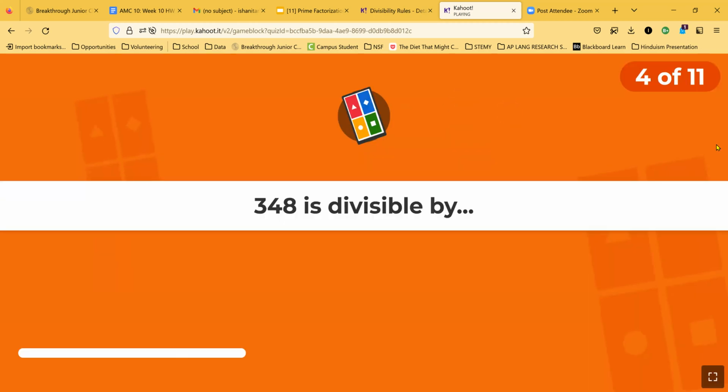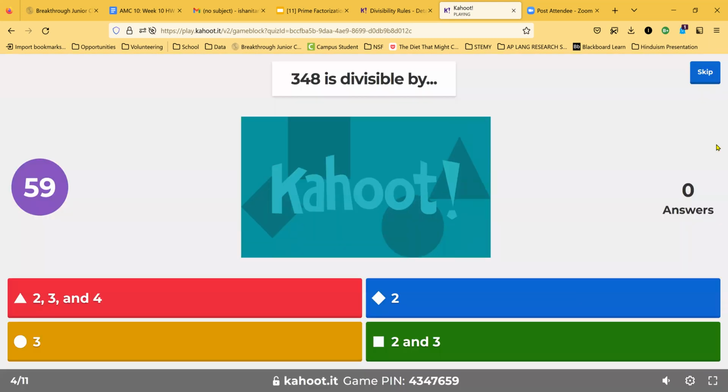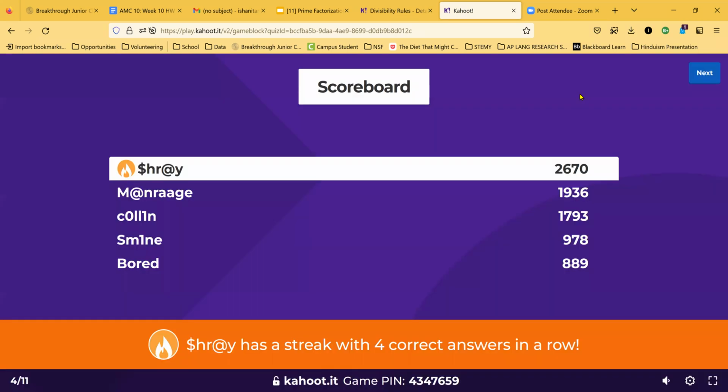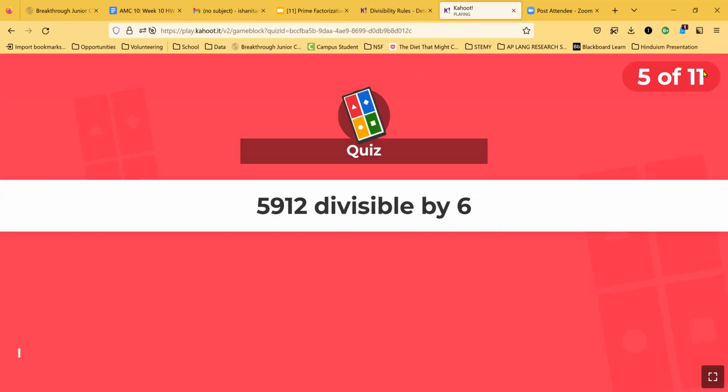348 is divisible by which of the following? Okay, so it's 2, 3, and 4. Some of you just said 2. Remember, 48 is divisible by 4, so it should be divisible by 4. And the only one that includes that is 2, 3, and 4. Or actually, no, all of you got that.